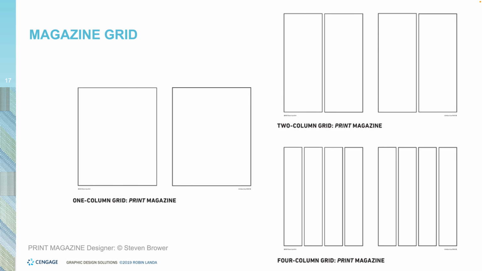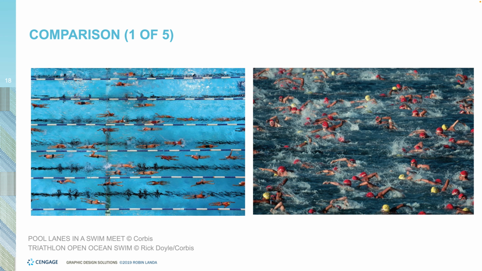Now we get into working in magazines. There are a few different grids that you'll see inside of there. You'll see a 1 column, a 2 column, and then 4 columns. Those are going to be the most common ones that you'll see as you get into your magazines. Don't be afraid, as you start designing brochures or anything else, to work with one of these. Get comfortable with it.